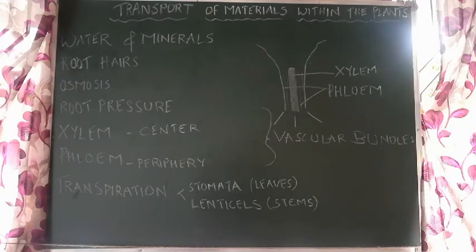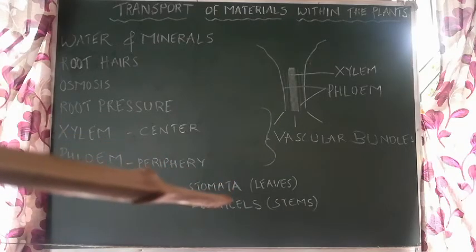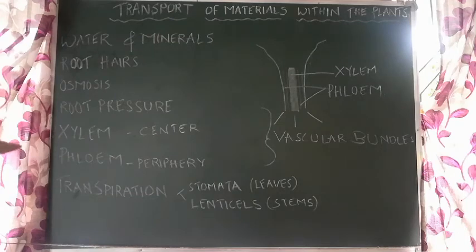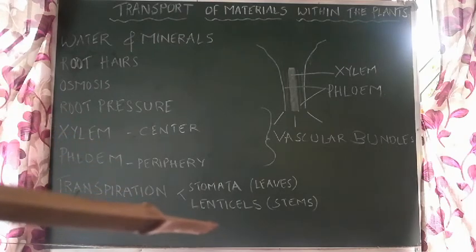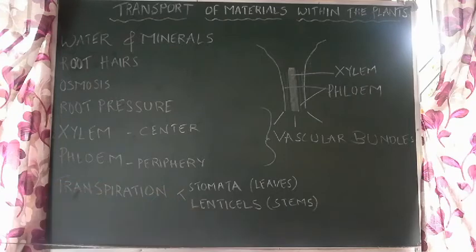It means the excess water in the body of the plant comes out and gets evaporated into the surrounding air. So through which openings is this water coming out? There are openings called stomata, S-T-O-M-A-T-A, and also lenticels, L-E-N-T-I-C-E-L-S. Stomata are present on the leaves, whereas on the stems lenticels are present through which the water comes out.